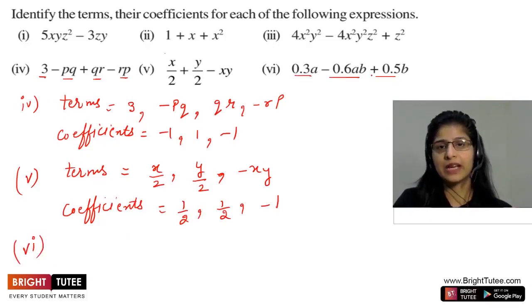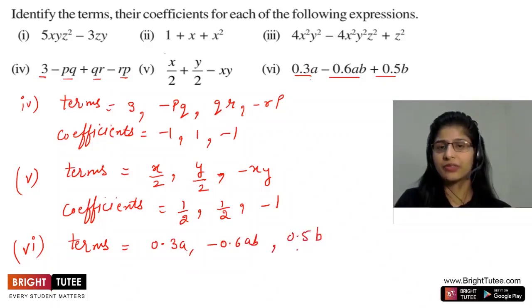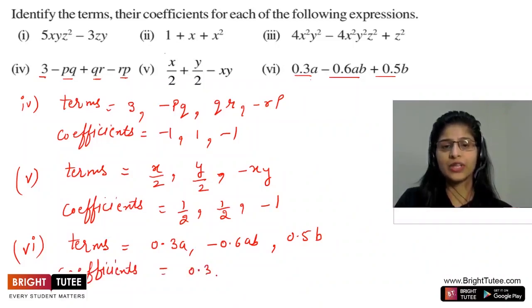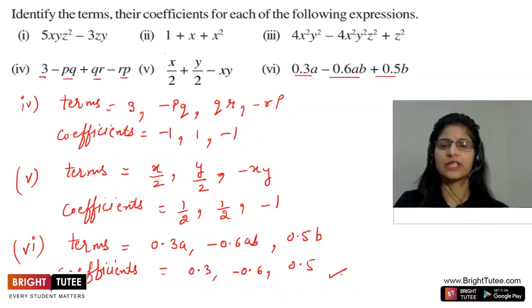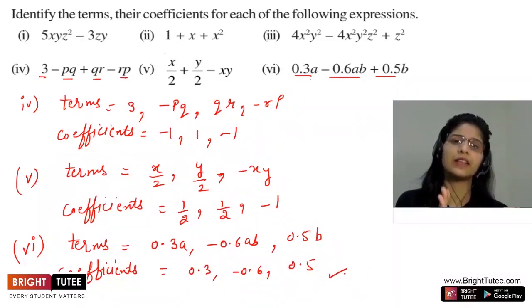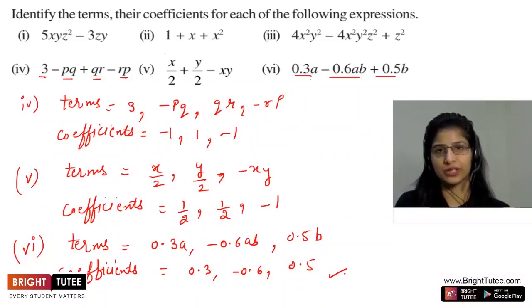Let us do the last part now. This is the last part, right? It has just a, it has AB, and it has just B. So how many terms are there? There are 3 different terms, 0.3a, minus 0.6 AB, and 0.5 B. Clear? Now what are the coefficients of it? The coefficients are 0.3, minus 0.6, and 0.5. So these are the coefficients. This is how you are going to identify the terms and the coefficients of those terms.